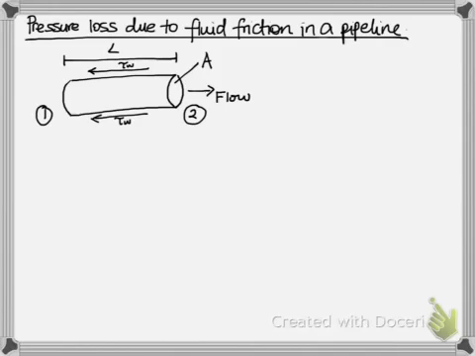The first thing we're going to do is write down what the pressure would be on both side 1 and side 2. On side 1 we will call our pressure P, and on side 2, since we're going to have a loss of pressure due to the friction, we'll call our pressure P minus delta P, whereby delta P is representing that loss of pressure.